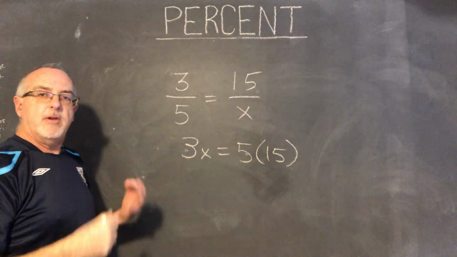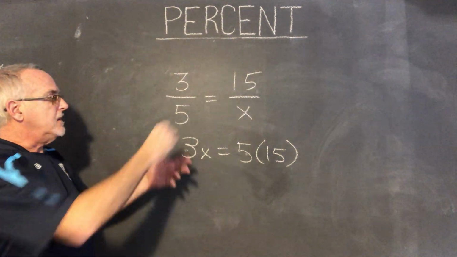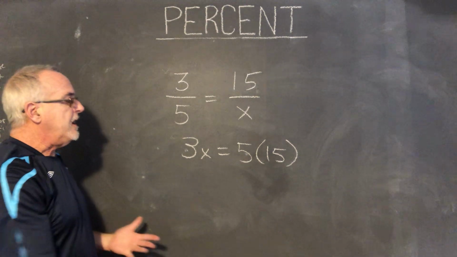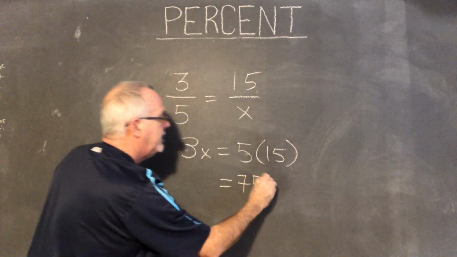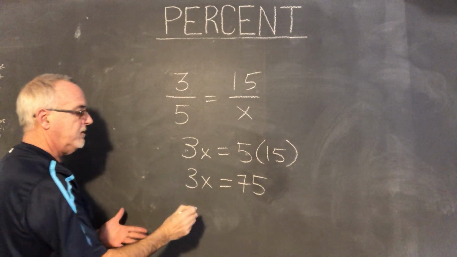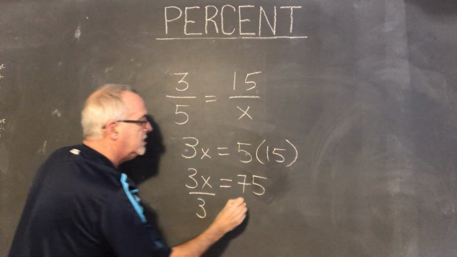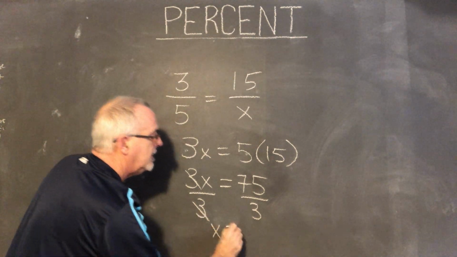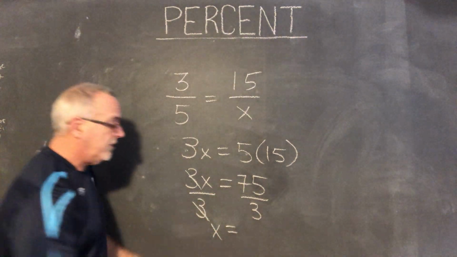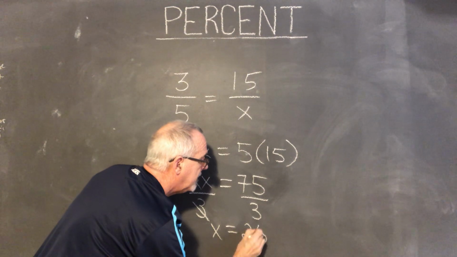And it gets to be very fast and easy because it always ends up going the same way. Simplify, 5 times 15, that's 75. I have 3x equals 75. Now I will divide both sides by 3. These cancel. X is isolated and it's equal to 75 divided by 3, which is 25.